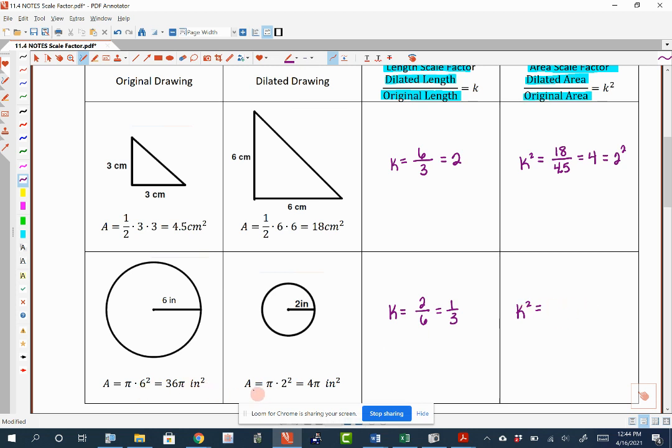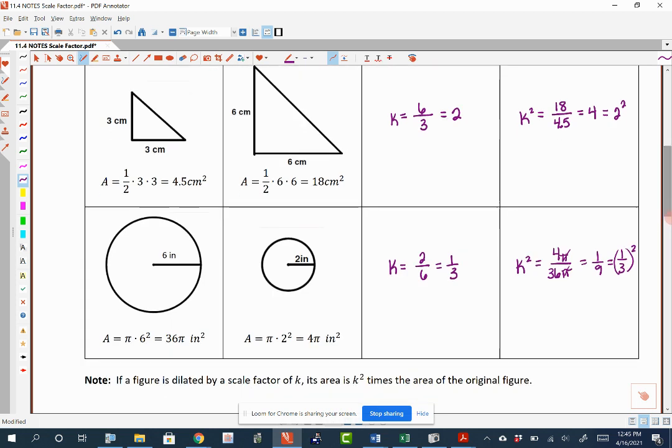I've got this calculated below, and I left it in terms of pi so that we don't lose any decimals and we can see this relationship better. If I take the area of my dilated circle, 4 pi, and compare it to my original 36 pi, those pi's will divide out, and 4 over 36 is 1/9. Just like we saw above, we could think of this as 1 over 3, but that whole amount would need to be squared, which is 1 squared over 3 squared, or 1/9. So we see that relationship between our scale factors of 1/3 and 1/3 squared.